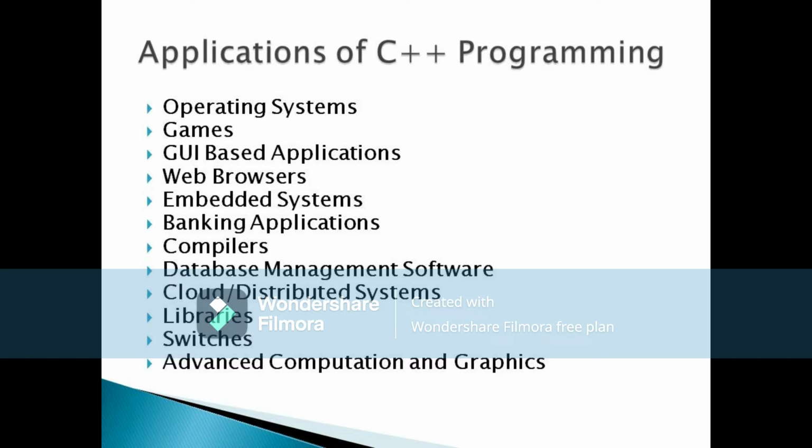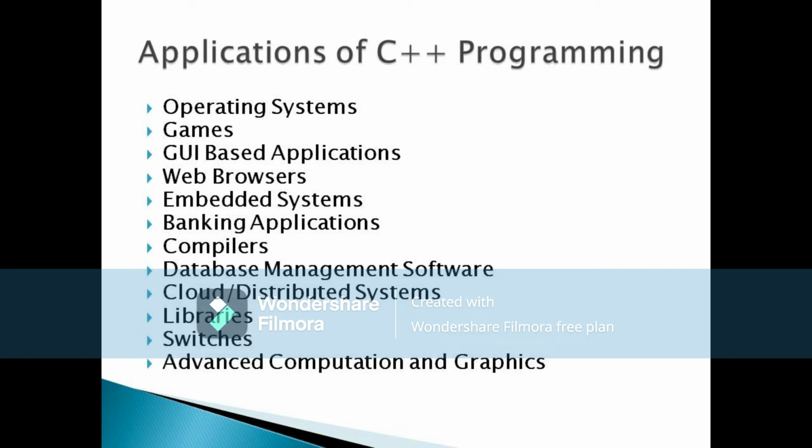Second application we have is games. Since C++ is closer to hardware, game development companies use it as their primary choice to develop gaming systems. It can easily manipulate resources and can handle the complexities of 3D games and multiplayer networking. Then we have third application, that is graphical user interface based applications. C++ is used to develop such applications, and most of the applications from Adobe such as Photoshop, Illustrator, etc., are developed using C++.